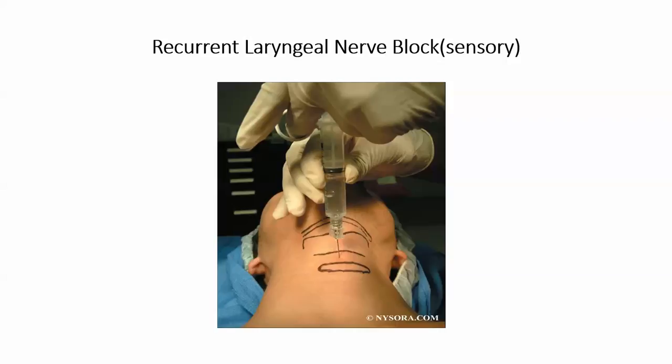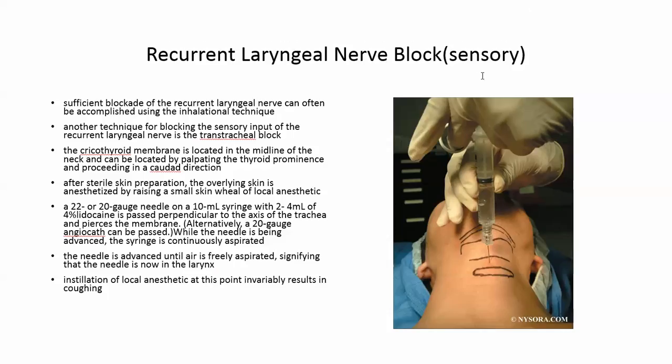The thyroid cartilage and the cricoid cartilage are identified, and the cricothyroid membrane is localized. A 25 gauge needle raises a small skin wheal, and a 20 gauge angiocath is used to perform the transtracheal injection. Sufficient blockade of the recurrent laryngeal nerve can often be accomplished using the inhalation technique. However, another technique for blocking the sensory input of the recurrent laryngeal nerve is to perform a transtracheal block.